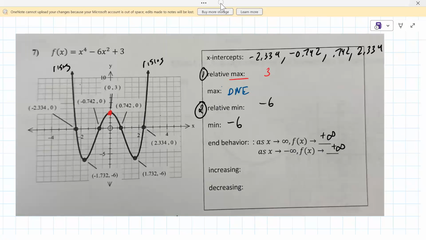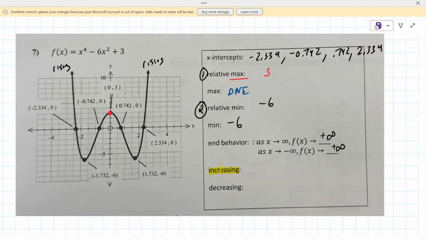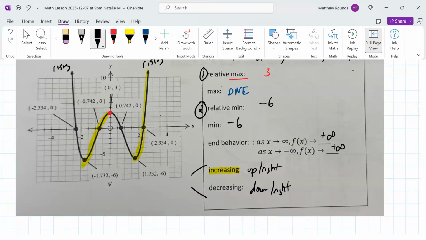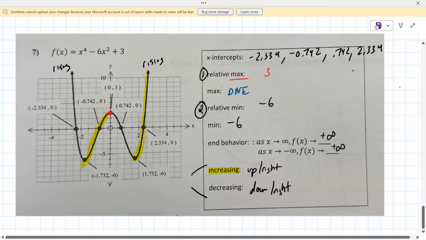Okay, increasing, decreasing. So I didn't say this in the last problem, but it's increasing when it's going up and to the right. It's decreasing when it's going down and to the right. So there's where it's increasing. It's always the x values, right? Yeah, exactly. Very, very important to remember that.